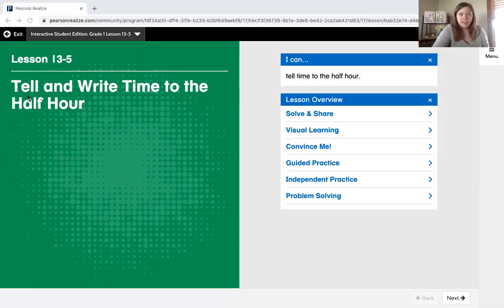But let's get started on the lesson for today, which is tell and write time to the half an hour. And so yesterday we learned about how to tell time to the hour on two different types of clocks. Now we're going to look at telling time to the half hour.